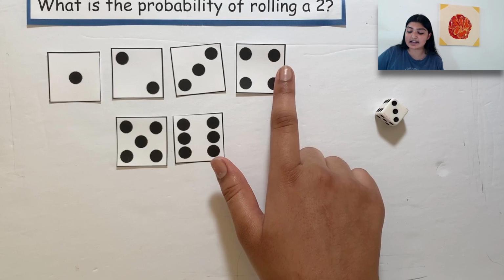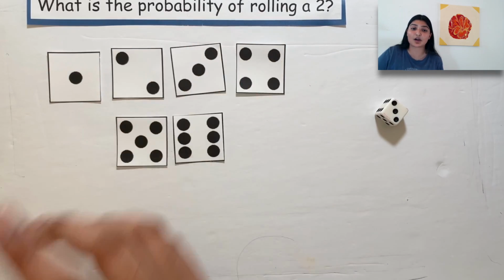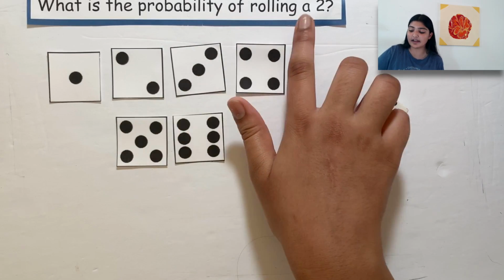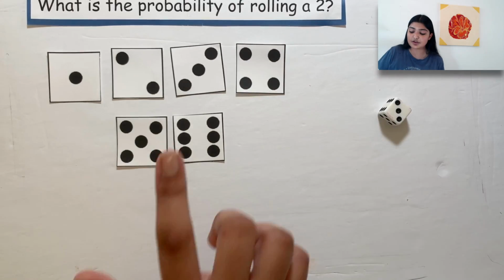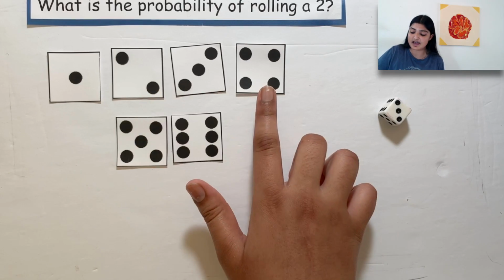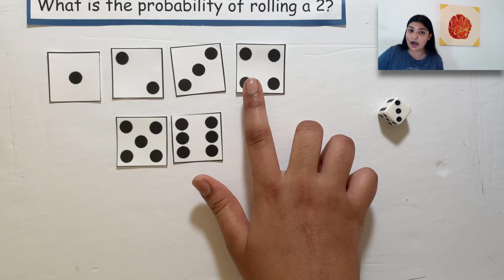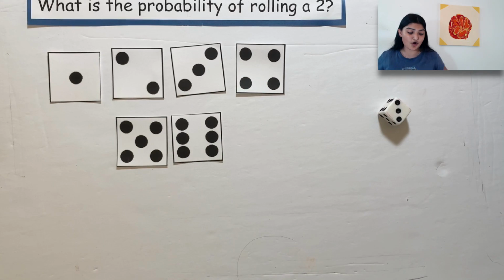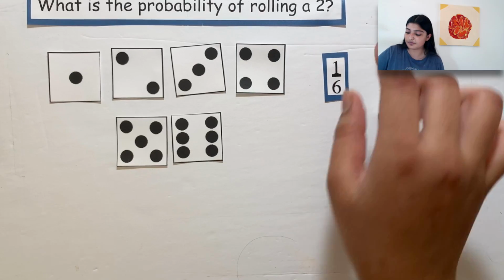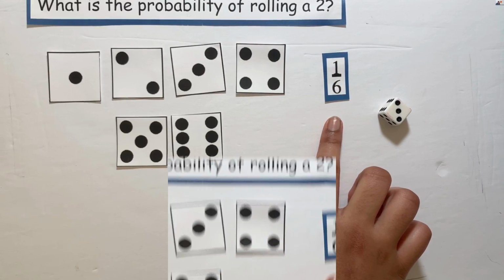While the question is asking, what are my chances or the probability of rolling a 2? There's only 1 2, and there are 6 total possible outcomes. So we know that the probability or chance of rolling a 2 would be 1/6.